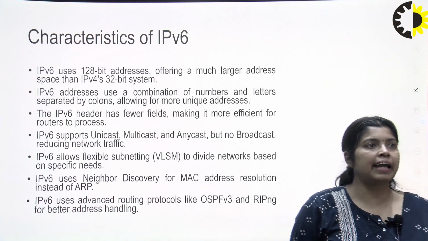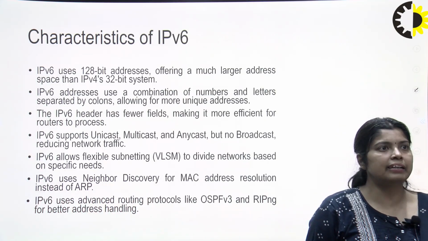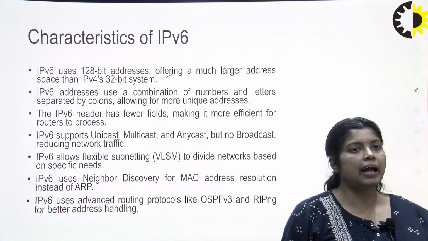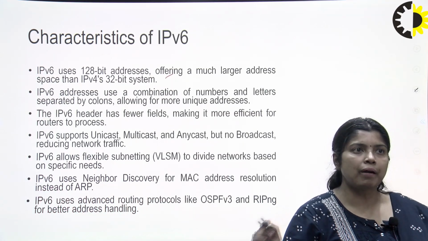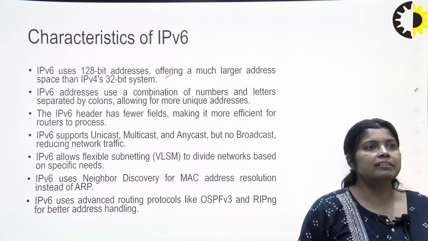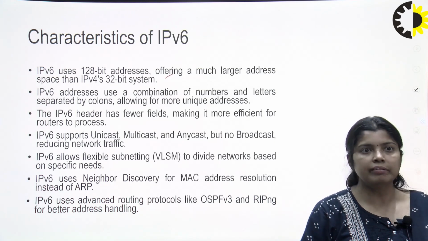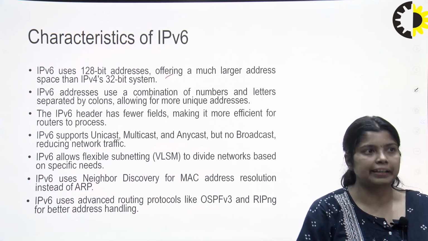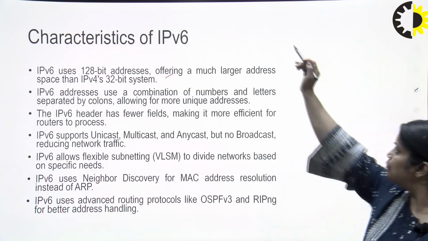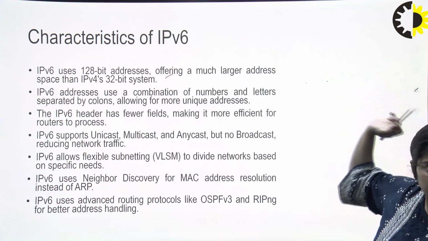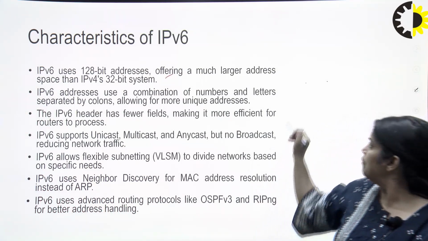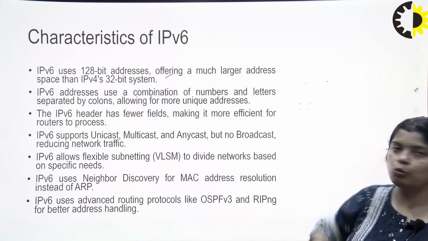Now, these are the characteristics of IP version 6. It uses 128 bits, so the address space is 2 to the power 128. So we are getting more address space. The next is, it is a combination of numbers and hexadecimal format or letters separated by colons. In IP version 4, we use dotted decimal notation or binary notation. But here in IP version 6, we are using colons.